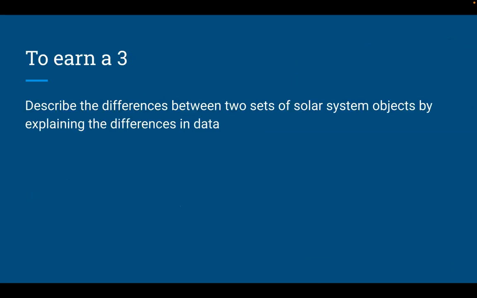Now to earn a 3, you need to describe the differences between sets of solar system objects. You'll need to explain the differences using data. There's 4 different sets of objects I want you to compare. First, categorize the planets into 2 distinct groups. What I mean by that, explain how inner planets and outer planets are different.